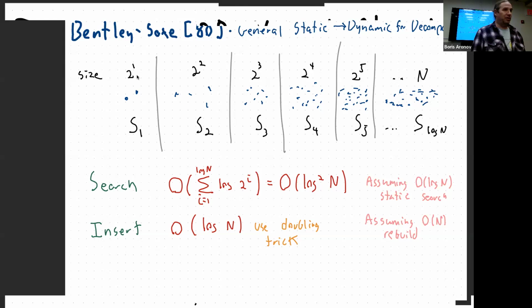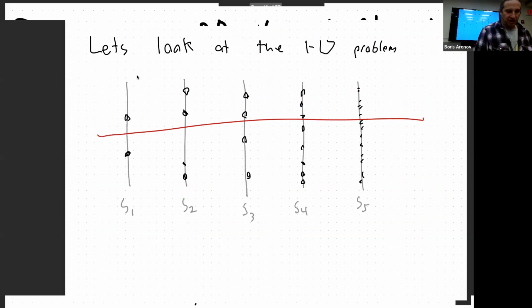Now, getting the log squared down to log while supporting insertion, what you'd like to do is to somehow use this framework, but instead of doing the search in each of these separately, once you do a search in one set, for that to somehow help you to search in the next set. This is a known technique, at least in 1D.